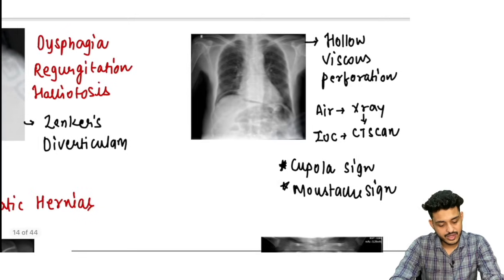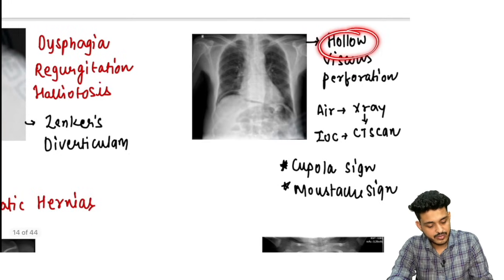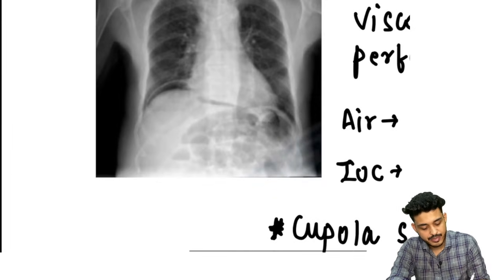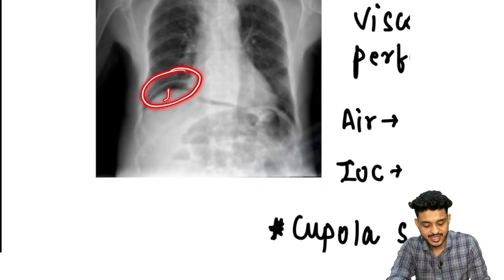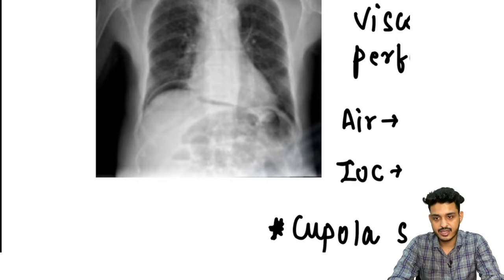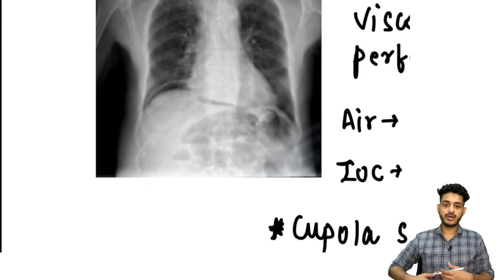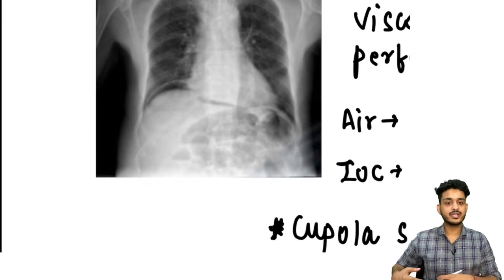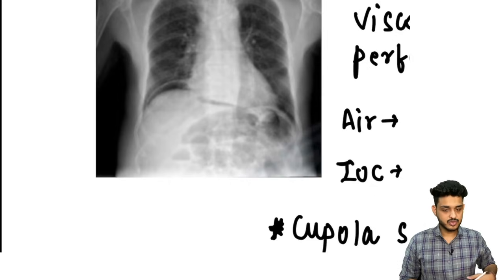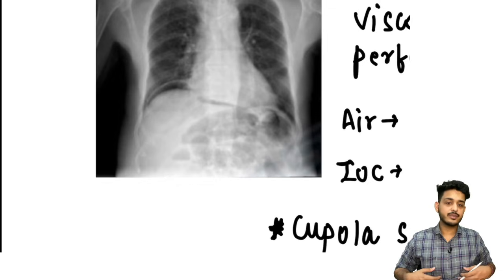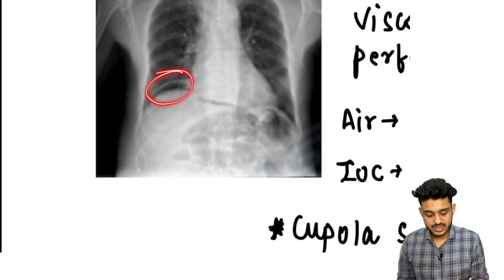Then we have got hollow viscus perforation. How are you going to understand the viscus perforation? Always remember, you will be looking for the sign. The sign is known as air under the diaphragm. Air under the diaphragm. So anytime you have the alimentary canal and there is a rupture anywhere, what is going to happen? The gas will come out from the ruptured part. This gas will be going up, and it will be accumulating below this part of the diaphragm.